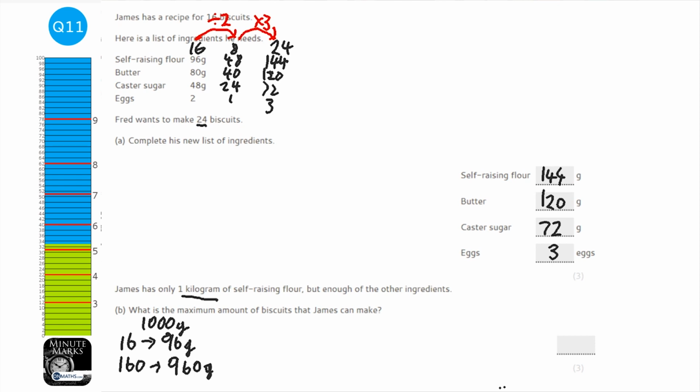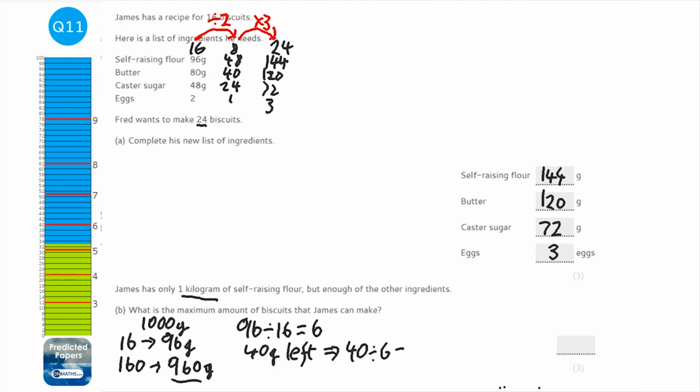Now the problem with this is we need probably to work out how much one is worth. So with the 96 making 16, I want to do how many 16s there are in 96. So 96 divided by 16. To make one, I need 6 grams of self-raising flour for one biscuit. So how many sixes are left there? Well, there's 40 grams left. So I want to do 40 divided by 6, which means 6 times 6 is 36, so I can have another 6.